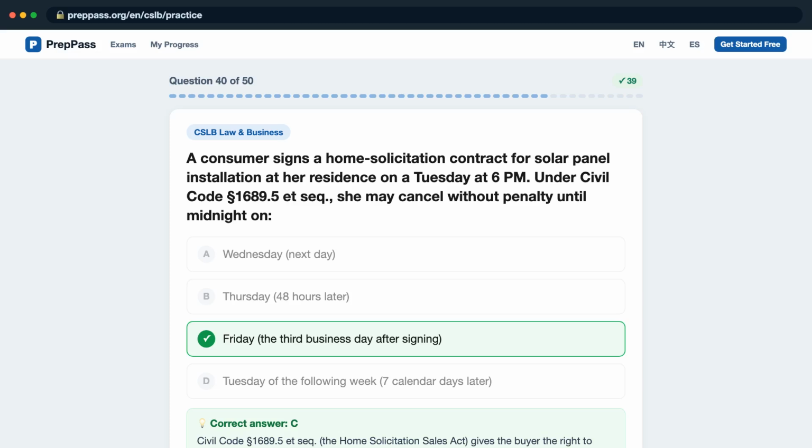Civil Code Section 1689.5 et seq. The Home Solicitation Sales Act gives the buyer the right to cancel a home solicitation contract until midnight of the third business day after signing. Counting Tuesday signing, Wednesday equals 1, Thursday equals 2, Friday equals 3.